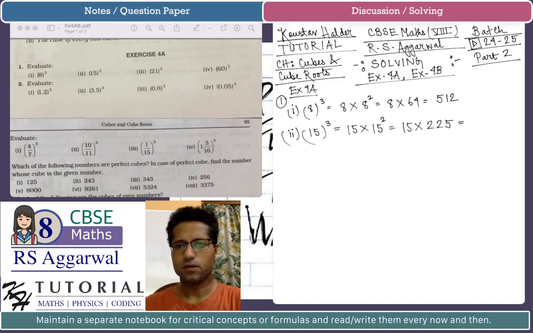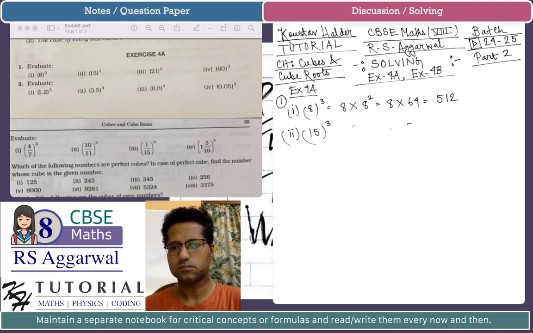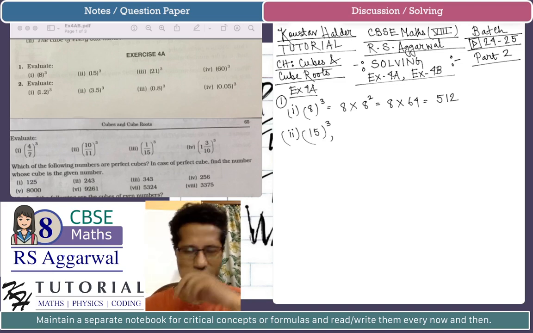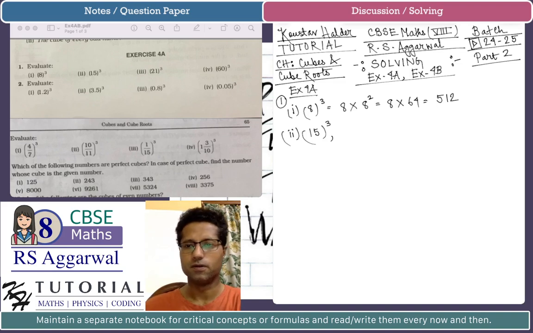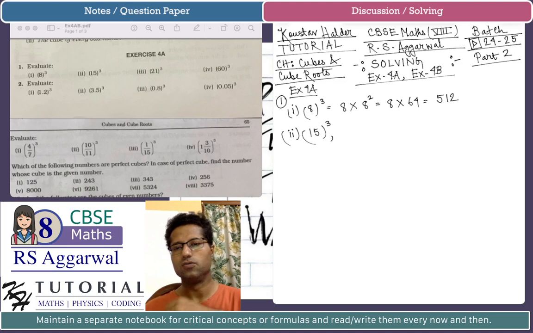Let's try to do this 15 cube using the column method. I know it in the form as per the notes. If you have not watched the part 1 video, I strongly suggest that you watch that video to get an understanding of the cubes of a number, the prime factorization method to check whether a given number is a perfect cube or not, and some properties of cubes.